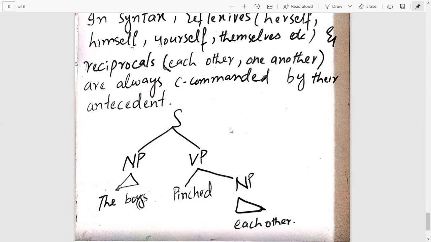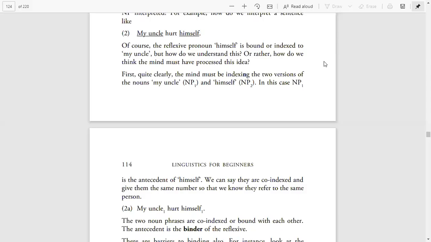But in some cases they do not c-command each other, and what happened there is that they belong to two different classes. So let me show you those cases as well. Here, for example, in this sentence, my uncle hurts himself. Of course, the reflexive pronoun himself is bound, indexed to my uncle.